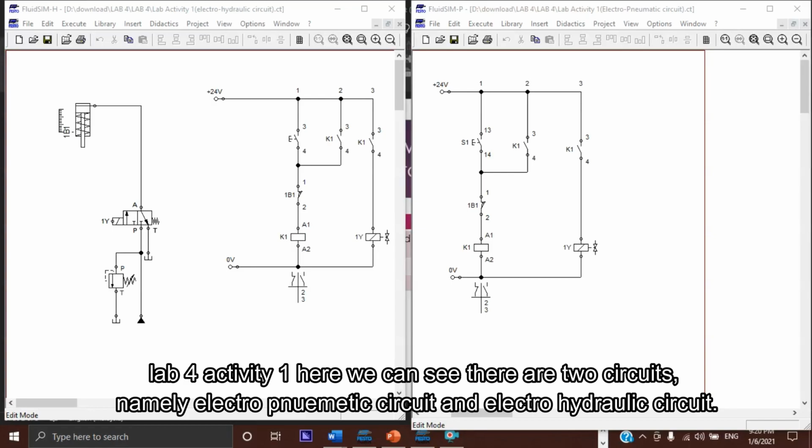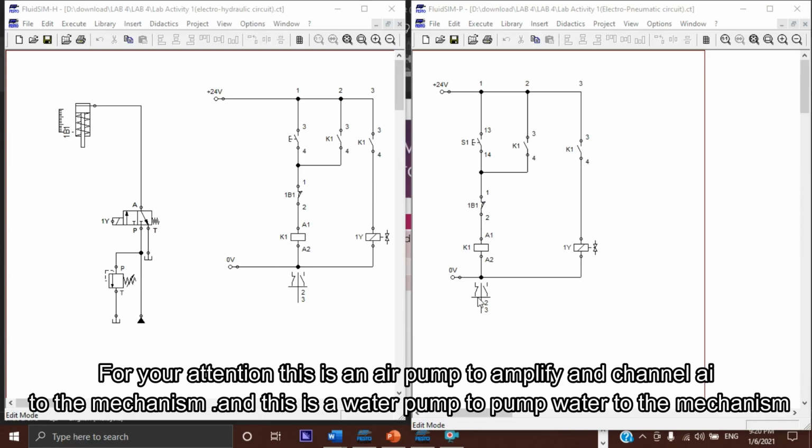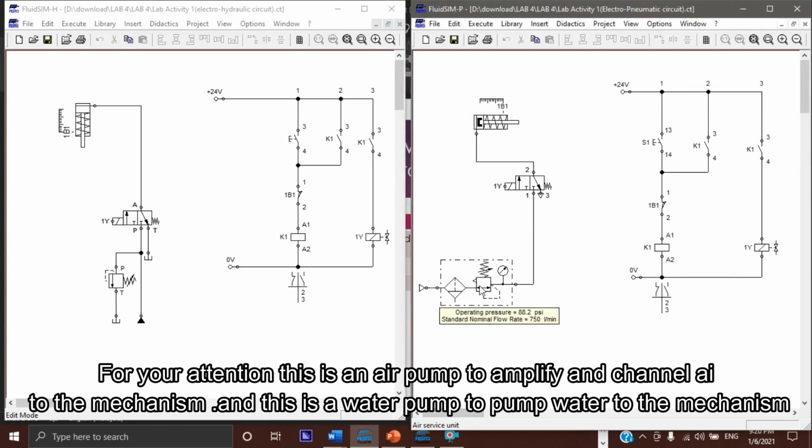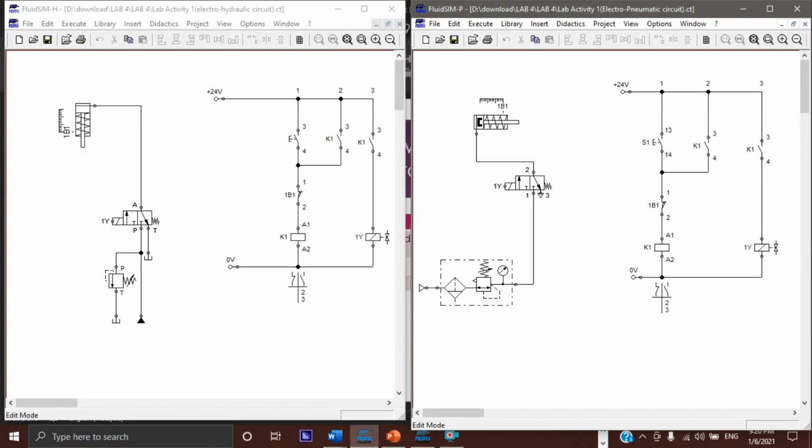Here we can see there are two circuits, namely the electropneumatic system circuit and the electrohydraulic circuit. For your attention, this is the pump. This is the air pump to amplify and channel the air to the mechanism, and this is the water pump to pump water through this mechanism, this piston.